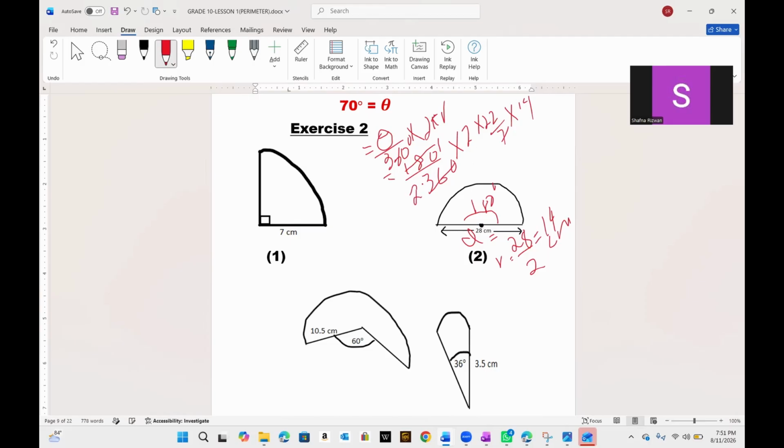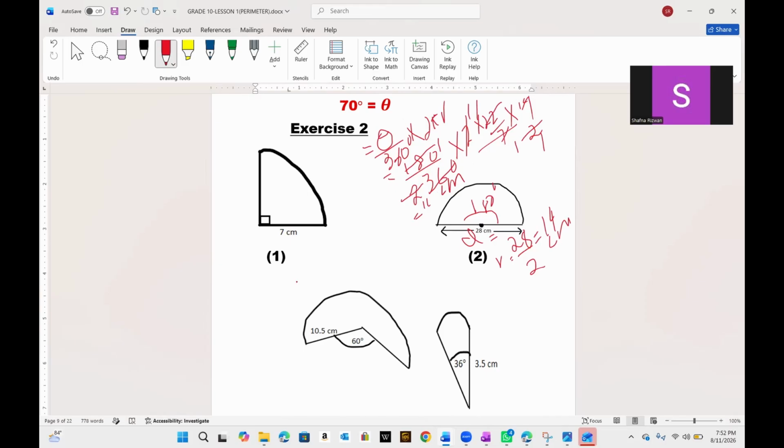Okay. And then 2 here, bottom and up, cancel. 7, 1 times, divided by 7. 14 divided by 7, 2 times. Now 2 divided by 2, 1. 22 divided by 2, 11. Again, what's the answer? You get 11 centimeter. 11 centimeter is your answer.